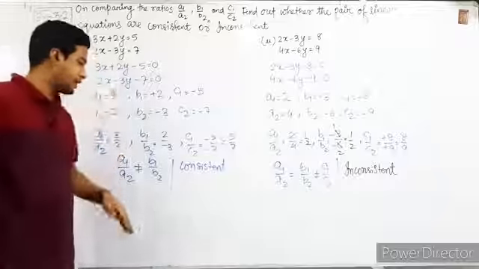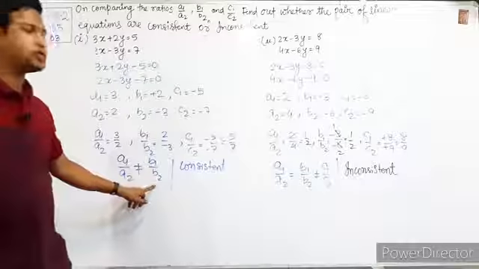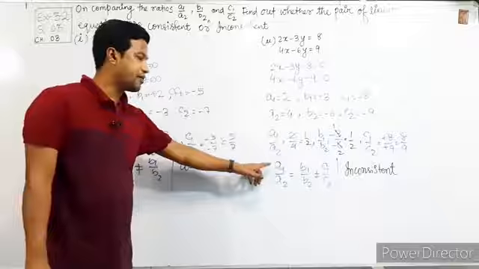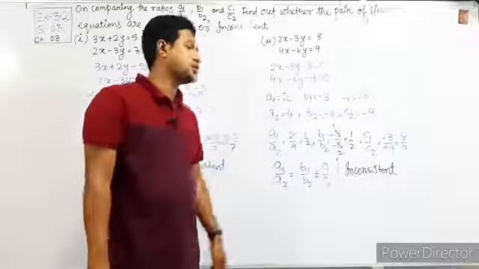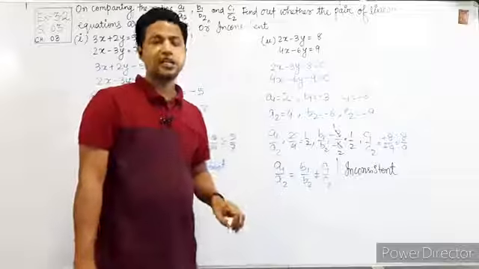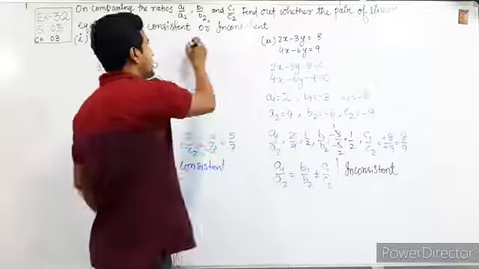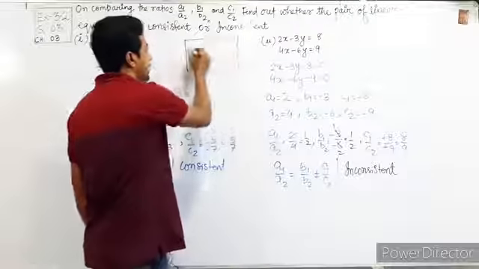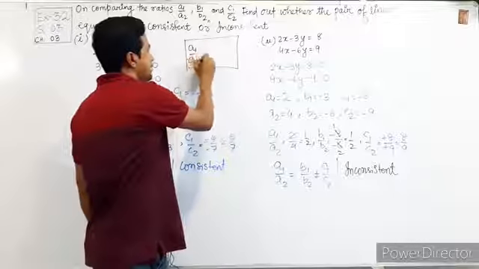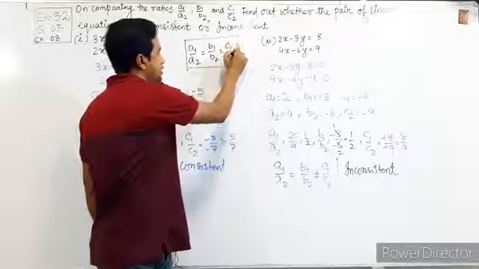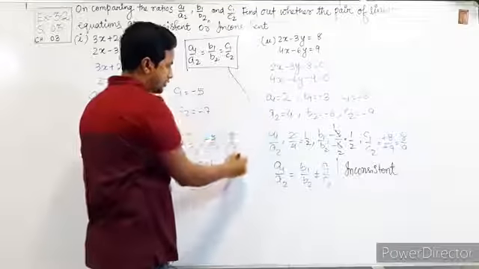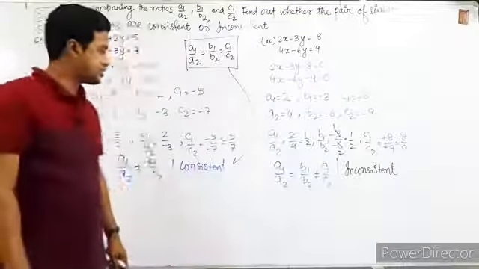If a1 by a2 is not equal to b1 by b2, then the system will be consistent. If a1 by a2 is equal to b1 by b2 is not equal to c1 by c2, then the system will be inconsistent. And another case is that if a1 by a2 is equal to b1 by b2 is equal to c1 by c2, here also you will get the system as consistent with one.